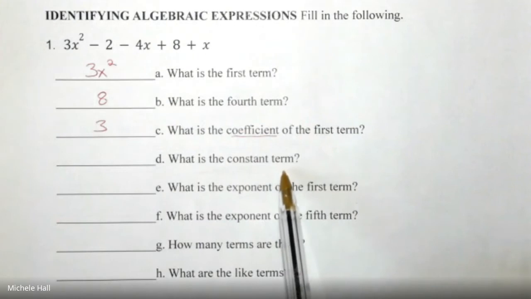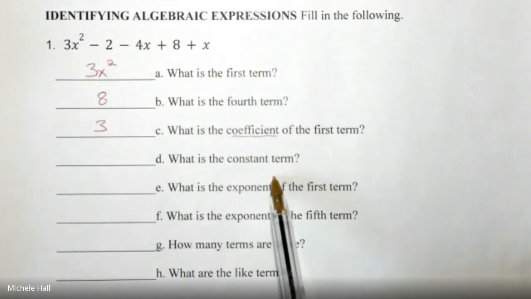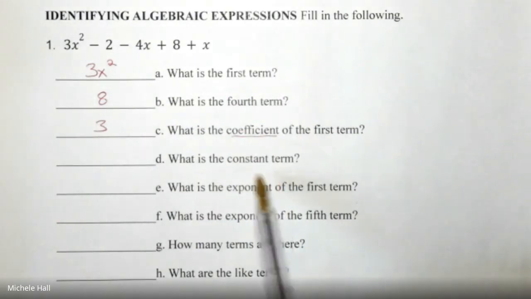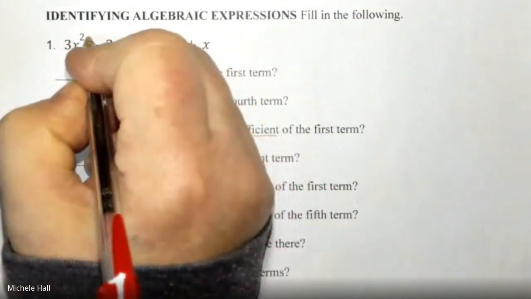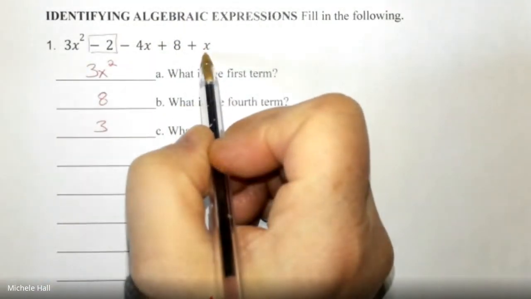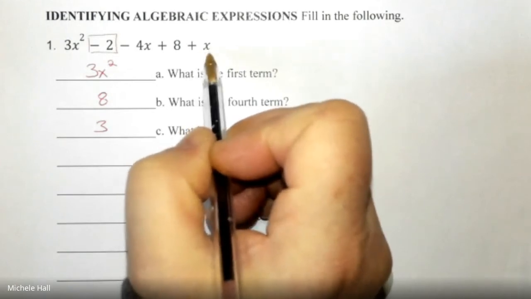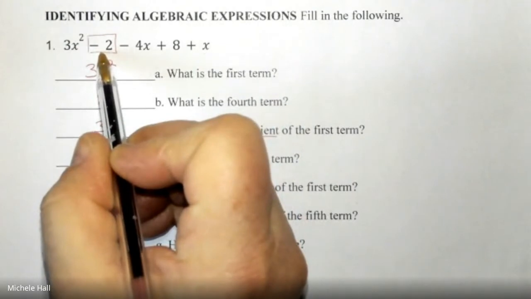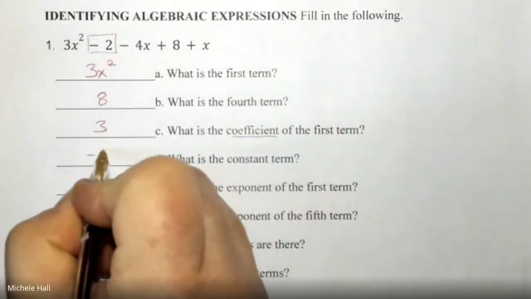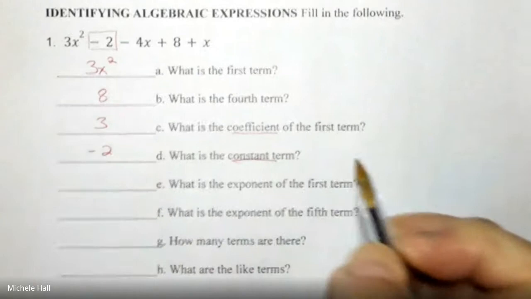What is the constant term? A constant term will never change. What is a constant? A constant does not have a variable, therefore it can't change. Here, I can have x be 1, I could have x be 2, I could have x be 100. It varies because it's a variable. A constant will always stay the same. -2 will never change. It is the constant term.